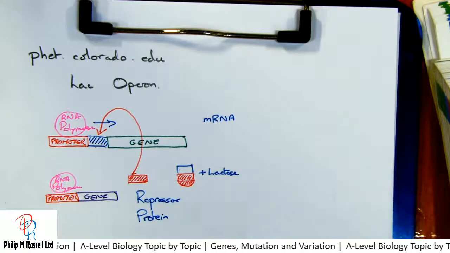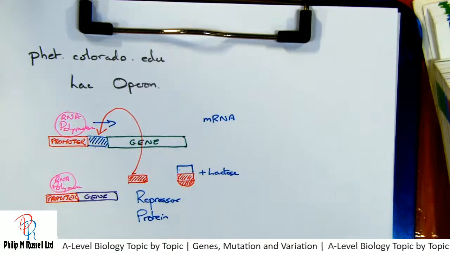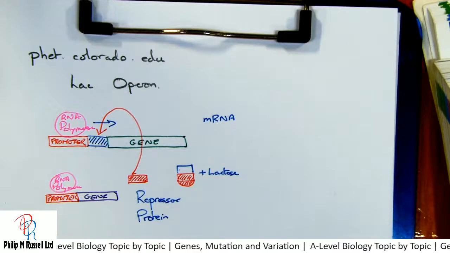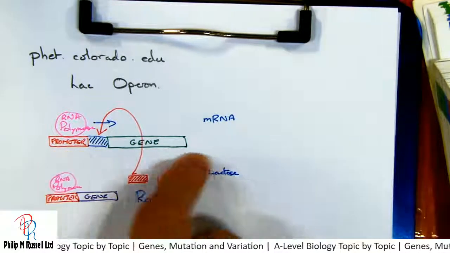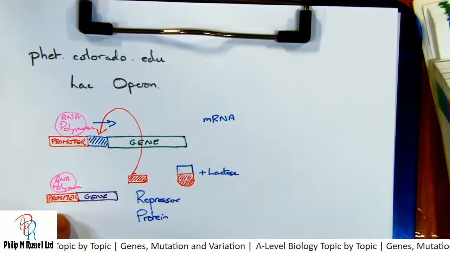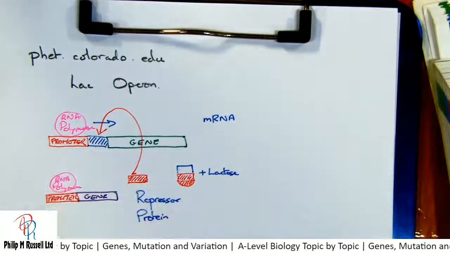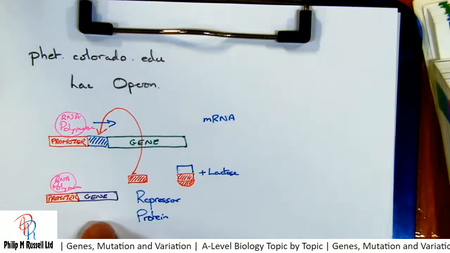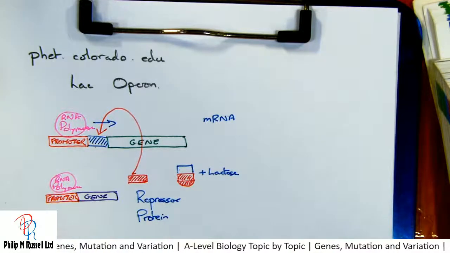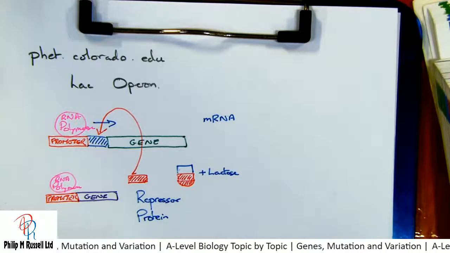Now, can we control things any other way? Yeah, we can open up genes by binding to them, and this is the topic of epigenetics, and this is what we're going to look at next time.